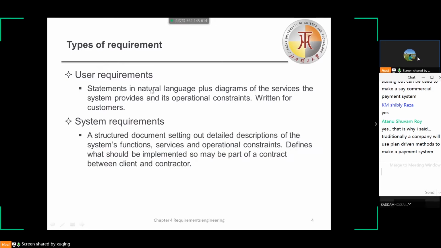And the second type of requirement is the system requirements. System requirements are a structured document setting out detailed descriptions of the system's functions, services, and operational constraints. Here we define what should be implemented, so it may be part of a contract between client and contractor. We should define exactly what is to be implemented. These system requirements may be part of the contract between system buyers and the software developers. That is also why we say that system requirements means the detailed description of what the system should do.